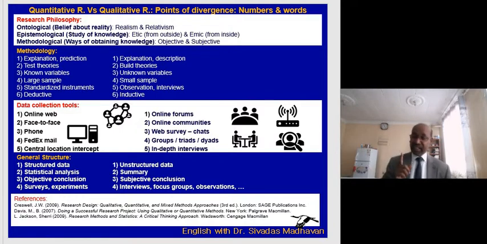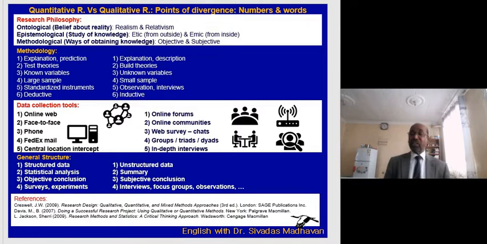And the second one is, in quantitative research, they test the theory, but in qualitative research, they are building the theory, making the theory, or forming the theory, or formulating the theory. So there is a difference between quantitative research and qualitative research when we talk about theory. Quantitative research is to prove the theory or to test the theory, and qualitative research is to build the theory or to make the theory or to form the theory.